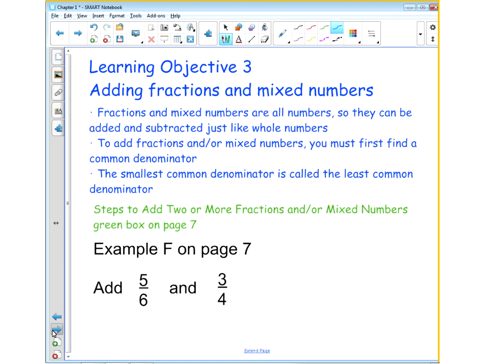All right, learning objective number 3, adding fractions and mixed numbers. Fractions and mixed numbers are all numbers, so they can be added and subtracted just like whole numbers. To add fractions and/or mixed numbers, you must first find the common denominator. The smallest common denominator is called the least common denominator. Now the steps to add 2 or more fractions and/or mixed numbers are in the green box on page 7.